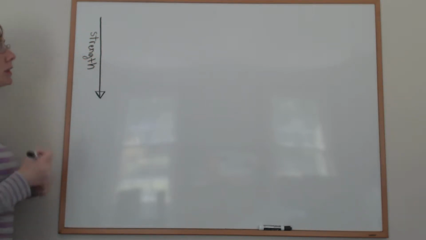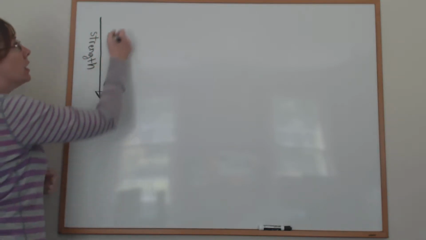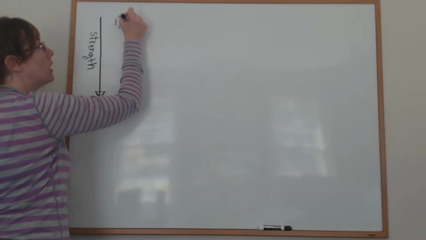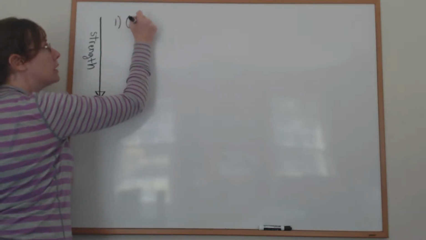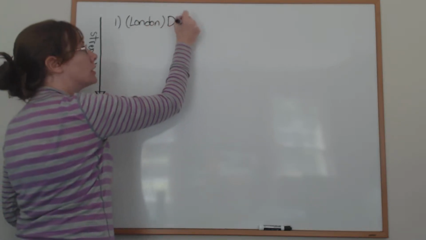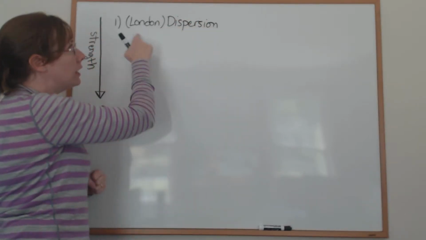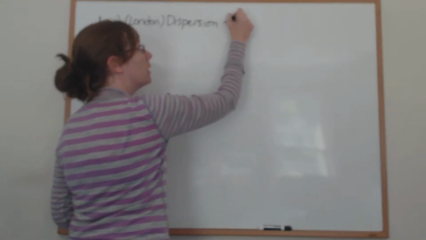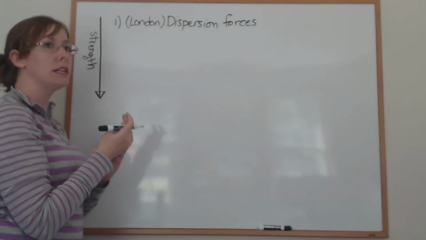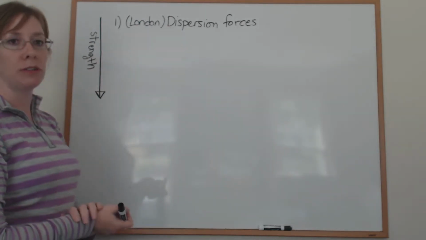So I'm going to start with the weakest type of intermolecular force and build to the strongest. The first type we will talk about is sometimes called London dispersion forces, sometimes you won't hear the London part. In our book, they're just called dispersion forces. It's all the same thing. I've heard them called induced dipole forces as well, but we'll just go with dispersion forces.